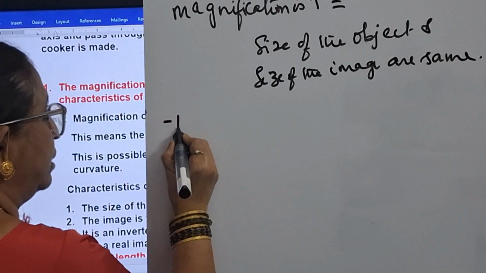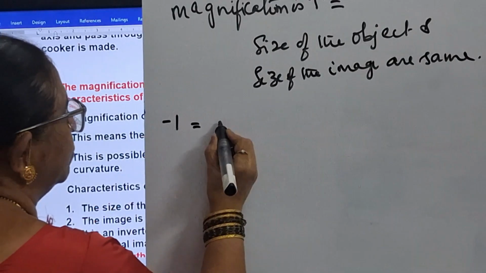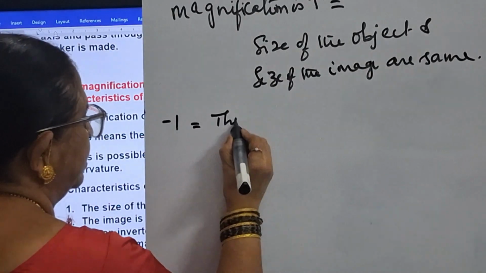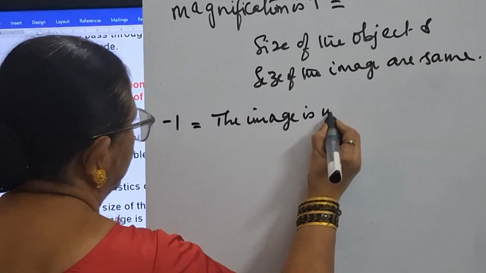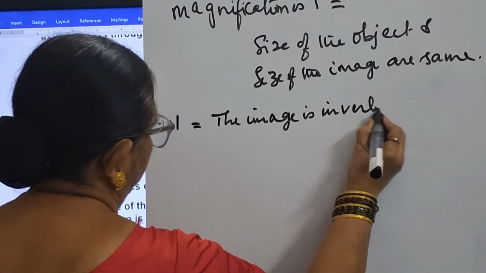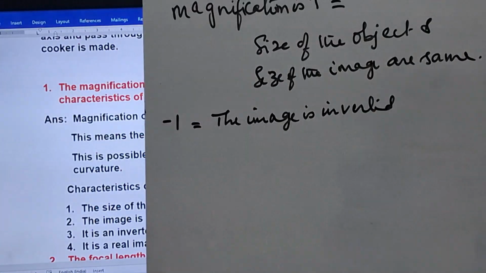And what is -1 means? -1 means the image is inverted. It is an inverted image.